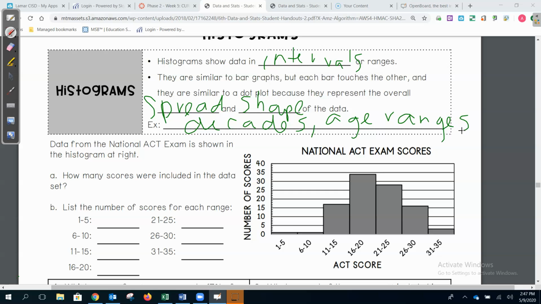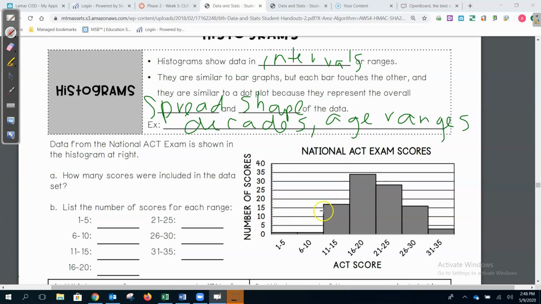But this example right here is National ACT exam scores. We have the number of scores and then the ACT score itself. So all we're going to do is look at A and B, and we're going to just examine this histogram. So how many scores were included in the data set? All you're going to be doing is adding up the bars of the histogram.